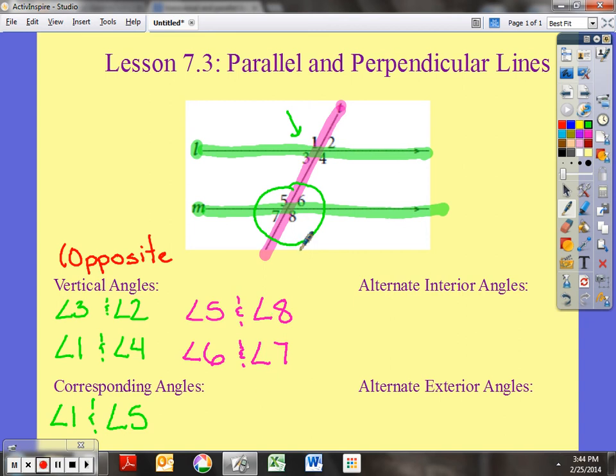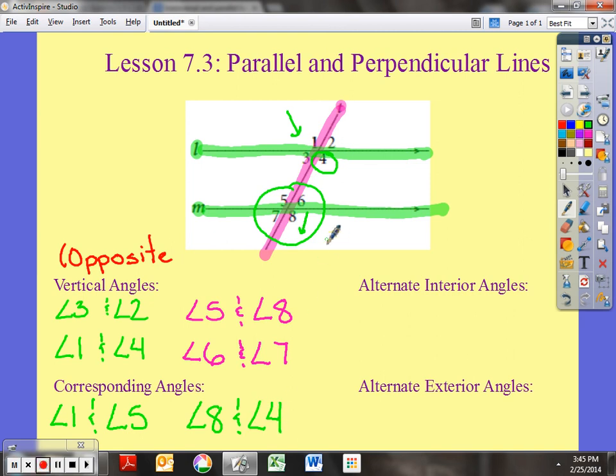Let's focus on angle 8. So if I look at angle 8, first thing I notice, angle 8 is to the right of the transversal. I also know that angle 8 is below this parallel line. What other angle is below the parallel line and to the right of the transversal? If you said angle 4, you are correct. All those angles are equal, meaning they are congruent.